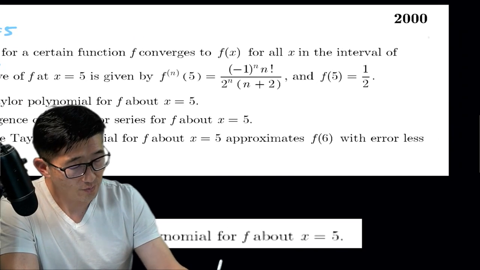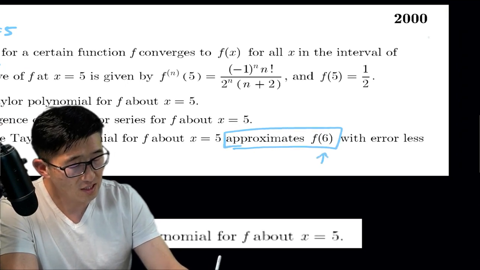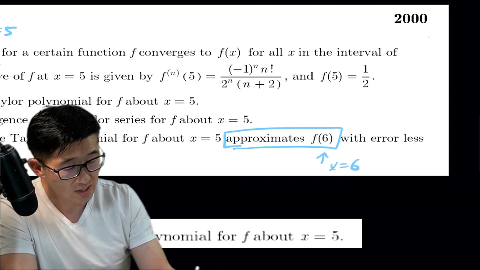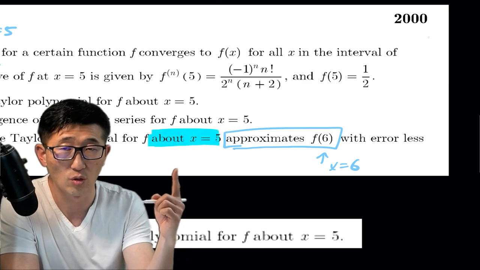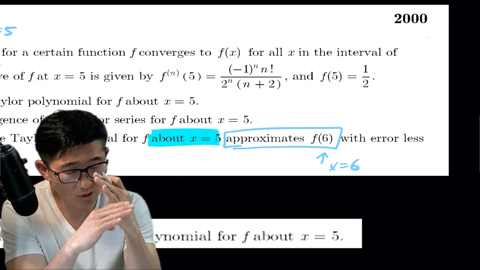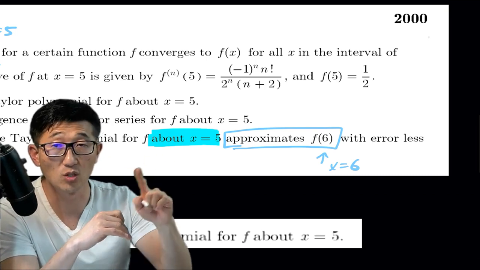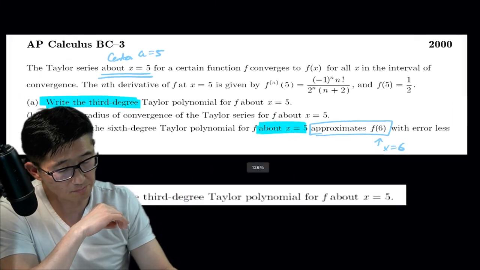Because look over here, when they ask you to approximate f of 6, this is the number that you're going to be plugging into your equation. And notice that it's still centered at x equals 5. So the center, where the Taylor polynomial will be built, is at 5, but the approximation is 1 unit away at x equals 6. And this is very, very important to keep in mind.